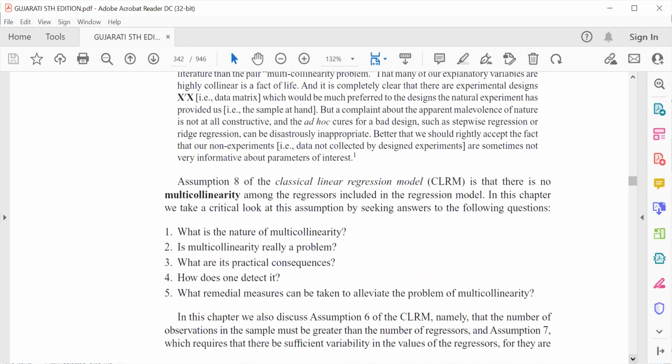Now, our discussion today is about what is the nature of multicollinearity. Is multicollinearity really a problem? What are its practical consequences if there is multicollinearity? How to detect multicollinearity? And the last one is how to solve the problem of multicollinearity.